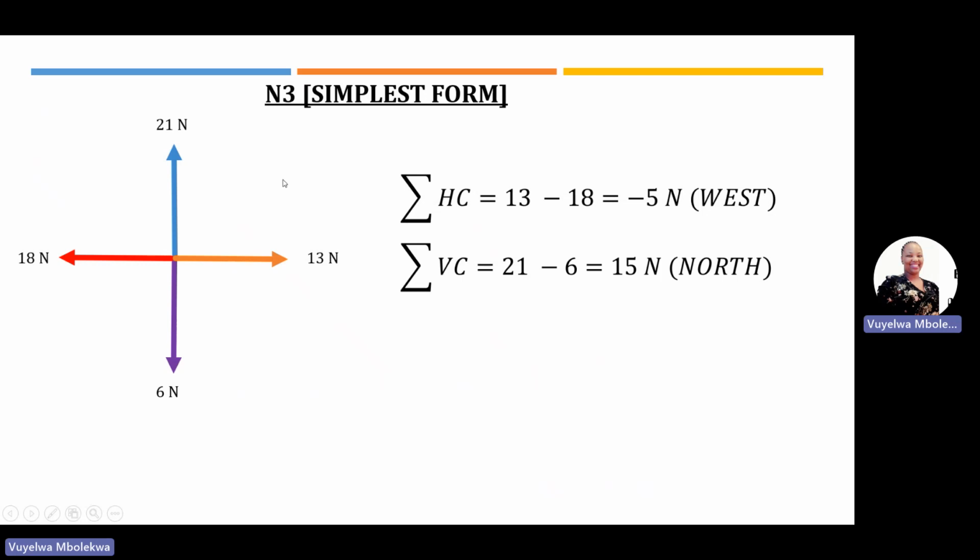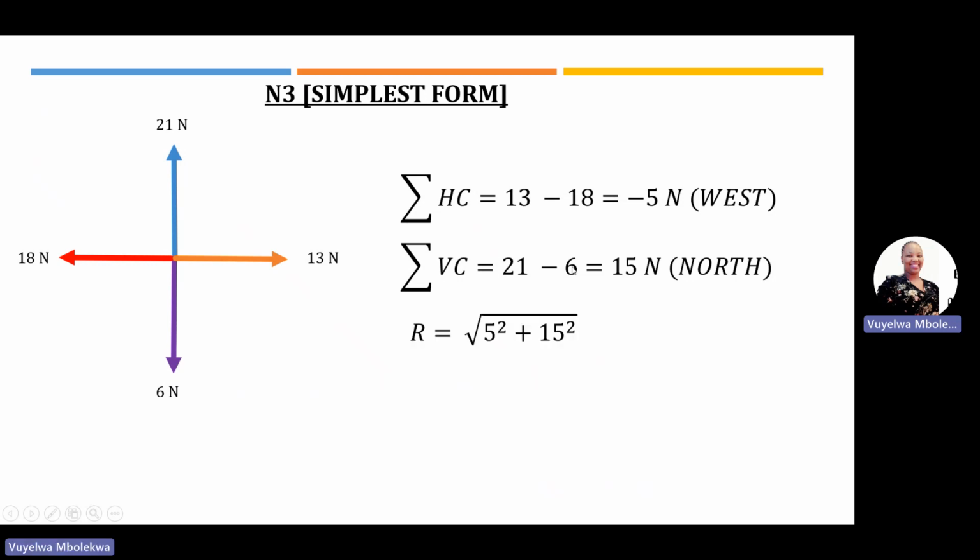Then for vertical, north is positive, south is negative. North is upward, 21 minus 6. We say minus for 6 because it was facing down, it's negative. It comes as a positive 15. If it's positive, it indicates it must go northward. If it's negative, it must go southward. So you write the direction also there.